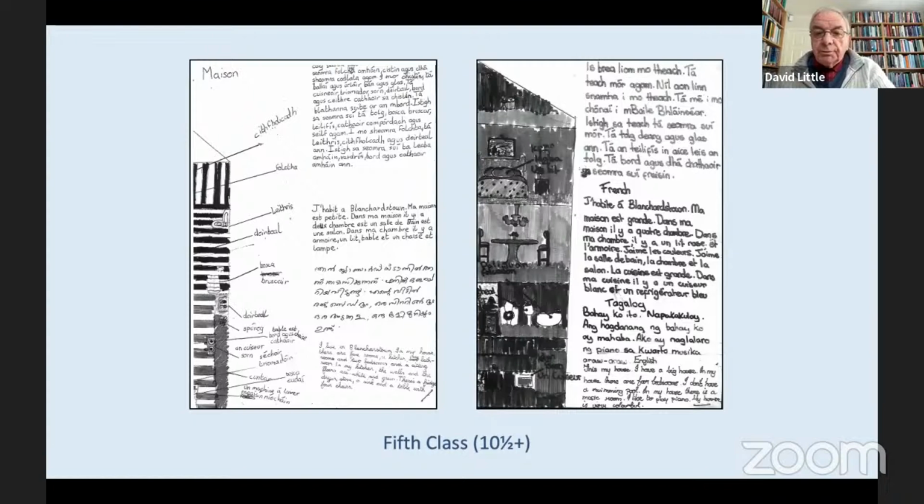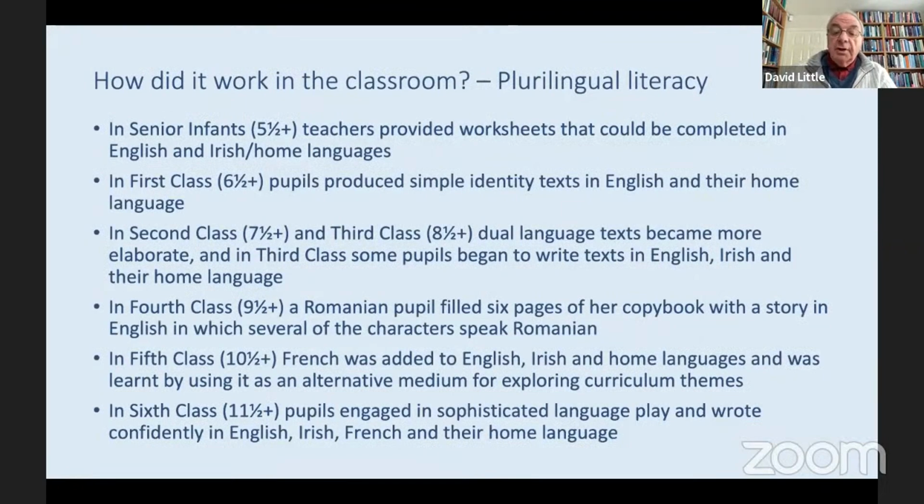Here are 2 examples of drawings and texts produced by pupils in a project on my house, my home, where I live. In both cases, the first text is Irish. The second text is French. Then there's the home language text, Malayalam on the left, Tagalog on the right, and finally, a bit of text in English. In 6th class, pupils engaged in sophisticated language play, and they wrote confidently in English, Irish, French, and their home language.